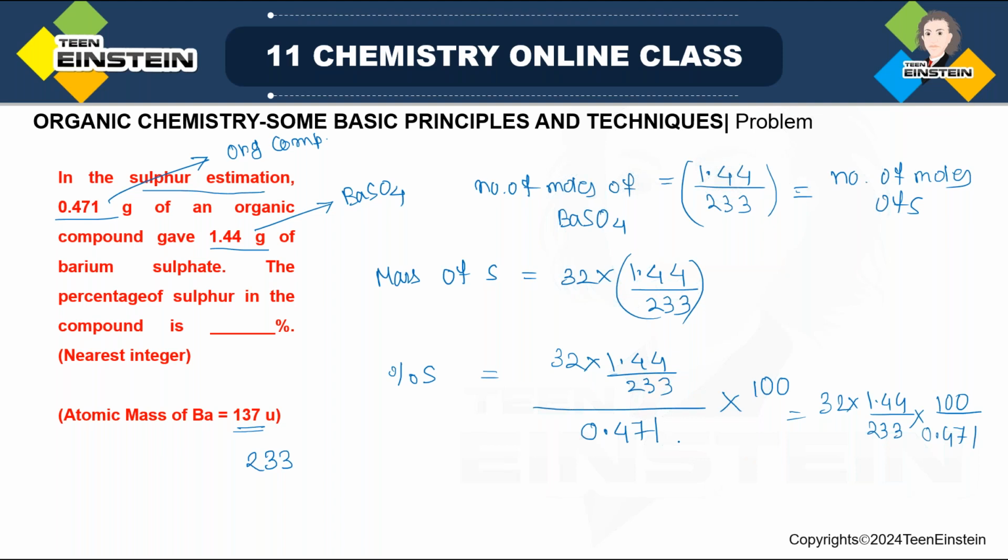So if we do the calculation, from this you will get a value which is nearly equal to the nearest integer 42. So here the final answer will be 42. Okay.